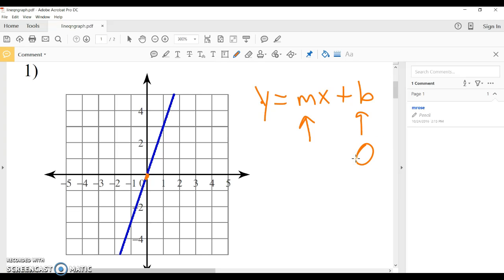Now I'm going to try to find my slope. So that's one of my points. This would be another point, and if you remember from slope, it's rise over run, so my rise would be 1, 2, 3. My run would be 1. So this equation would be 3 over 1x plus 0. Let's look at a second example. So we're going to move this over.